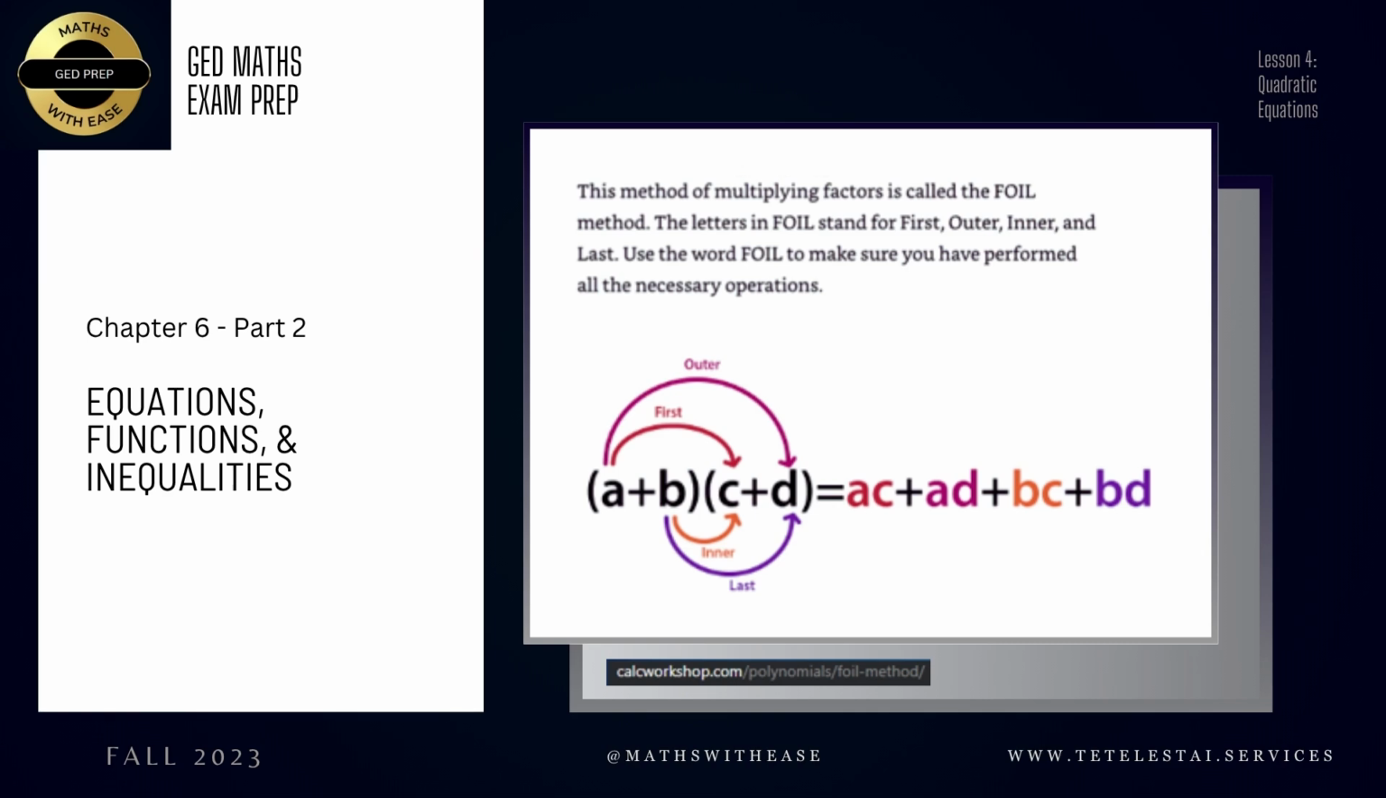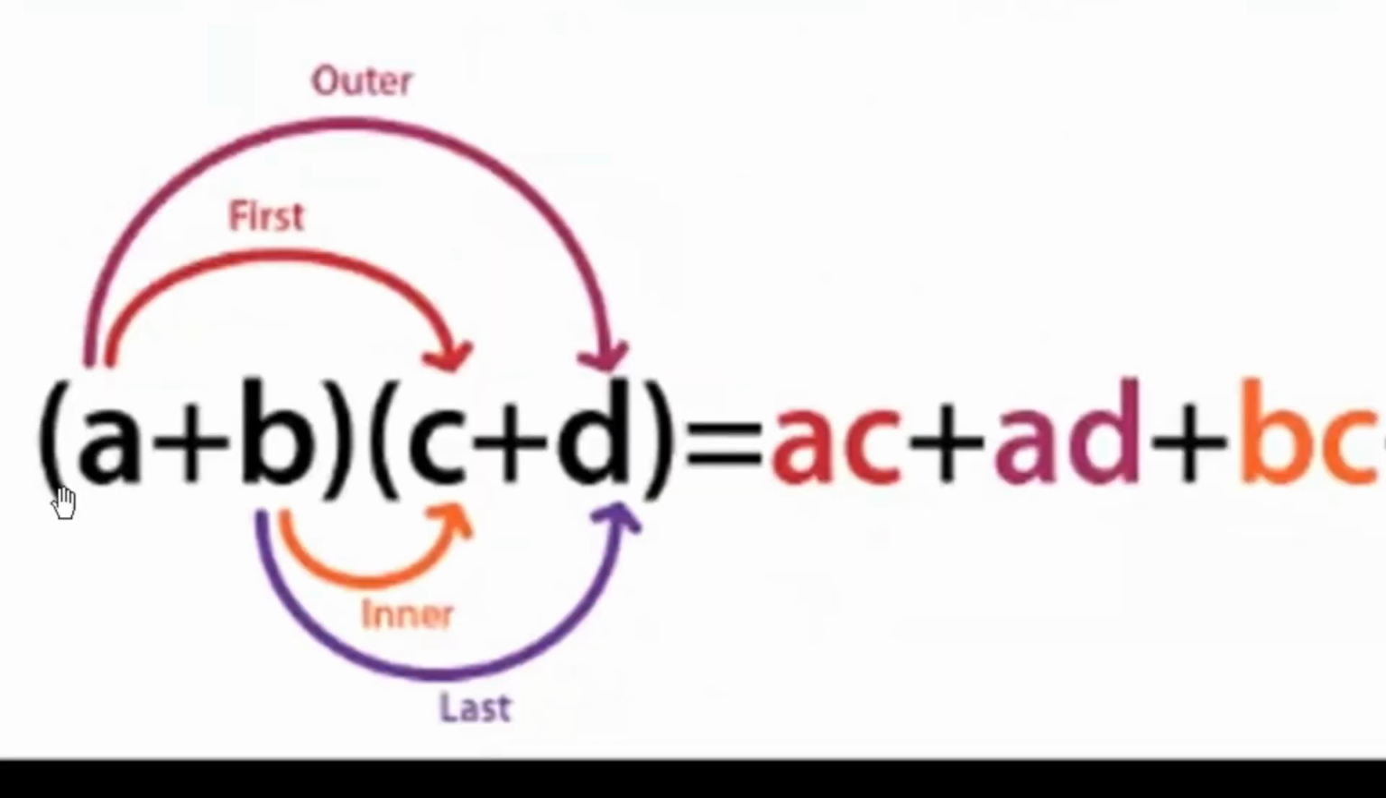So again, let me zoom in. You're going to start with the first term in your first factor and multiply that first term by the first term in your second factor. Okay, so A times C would give you AC. Then you would go back to your first term and multiply that by the outer term. A times D would give you AD.